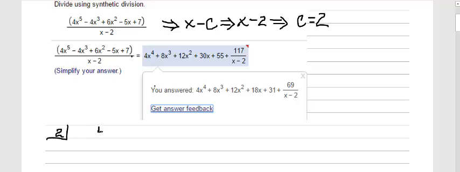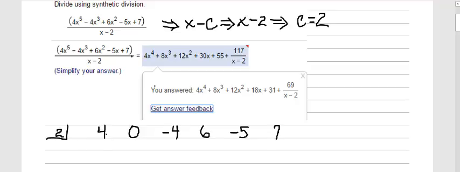So the fifth degree polynomial always has to have 6 coefficients. So the coefficient of x to the fifth is 4. There is no x to the fourth term, so that coefficient is 0. The coefficient of x to the third is negative 4. The coefficient of x squared is 6. The coefficient of x is negative 5. And the coefficient of x to the 0, which is the constant coefficient, is 7.